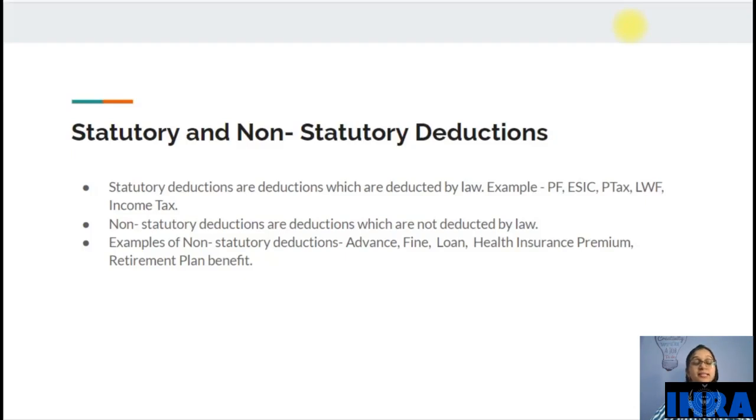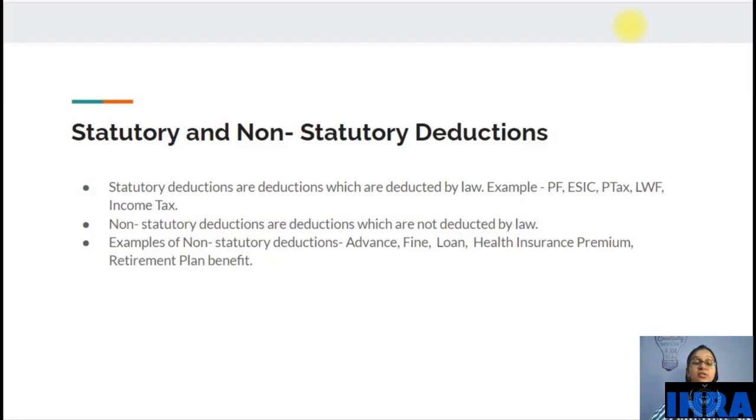Okay, so income tax goes to the government. P-tax, professional tax, also goes to the government. LWF, PF, ESIC are all government schemes in which it is mandatory for the organization to deduct the employee's contribution, and the employer has to contribute, and then it goes to those particular schemes.